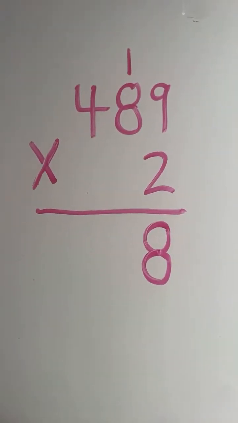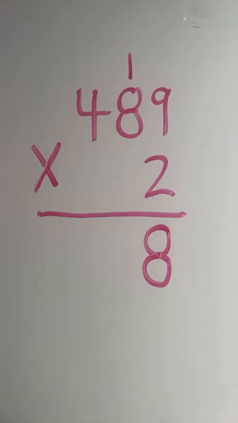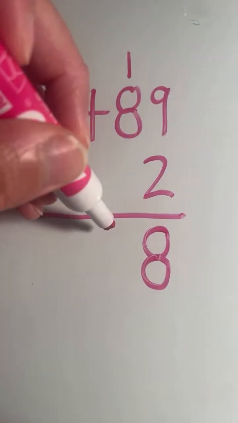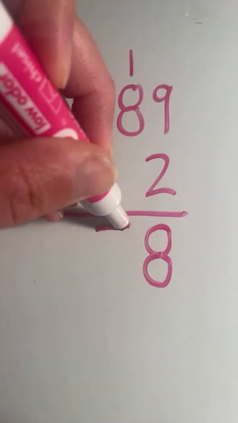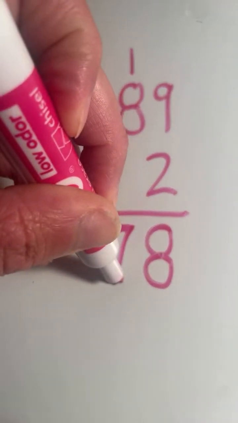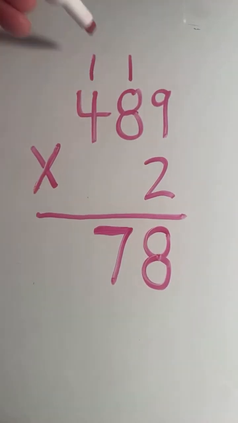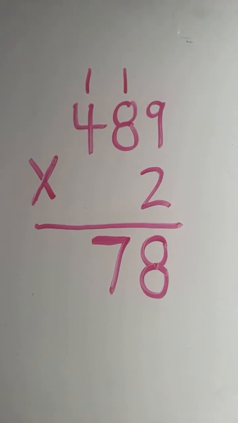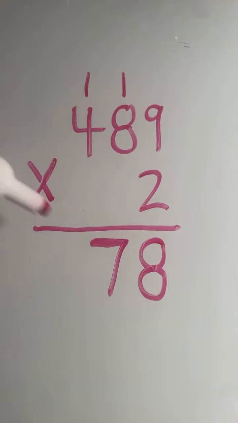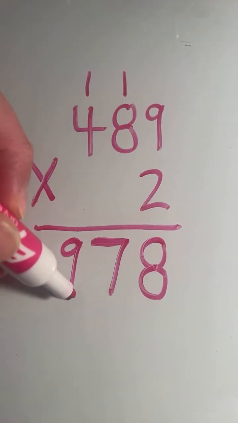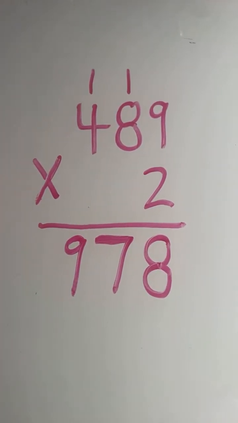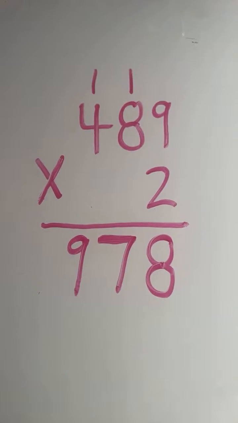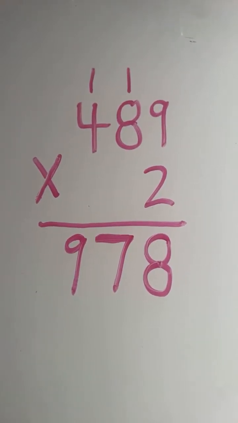8 times 2 is 16, plus 1 is 17. So the 7 in 17 goes in the tens place. The 1 in 17 gets carried over to the hundreds place. 4 times 2 equals 8, plus 1 equals 9. And we have our final answer. 489 times 2 equals 978. All right, on to example problem number 3.